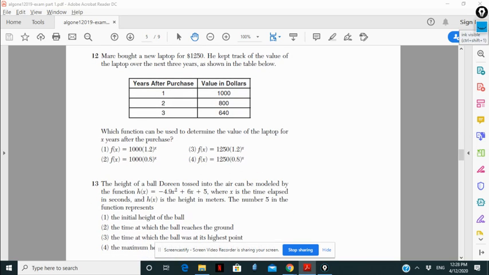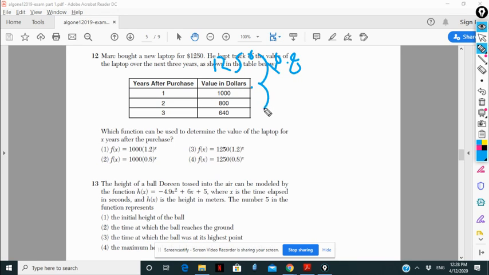Question 12. Mark bought a new laptop for $1,250. He kept track of the value of the laptop over the next 3 years. After 1 year, the price went down to 1000. After that, it went down to 800. The third year, it goes down to 640. Now, what is the relationship between these numbers? If you multiply by 0.8, it's giving you the next value. So it's exponential, and the rate in that case is going to be 0.8.